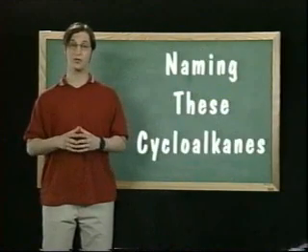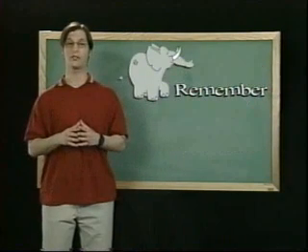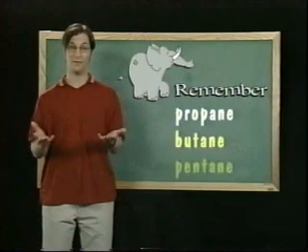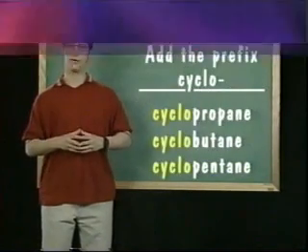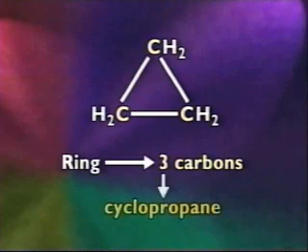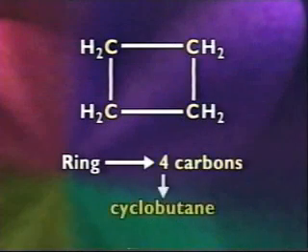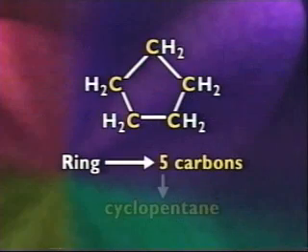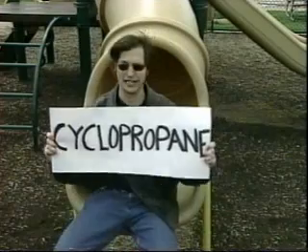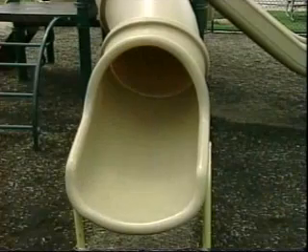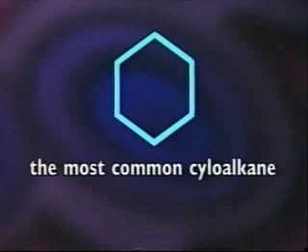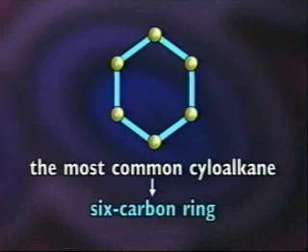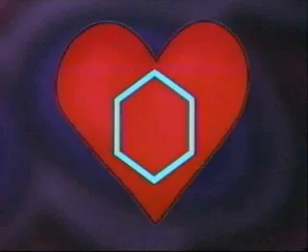Naming these cycloalkanes is really easy. Remember all those names we just learned for chains of alkanes? Propane, butane, pentane? Well, those same names are going to apply here, only we're going to add the prefix cyclo. For example, a ring with 3 carbons is cyclopropane, a ring with 4 carbons is cyclobutane, and a ring with 5 carbons is cyclopentane. By far, the most common cycloalkane is the 6-carbon ring cyclohexane. Remember it, nature loves it.